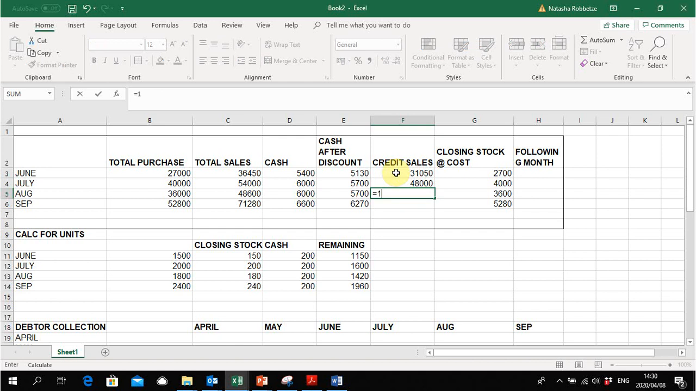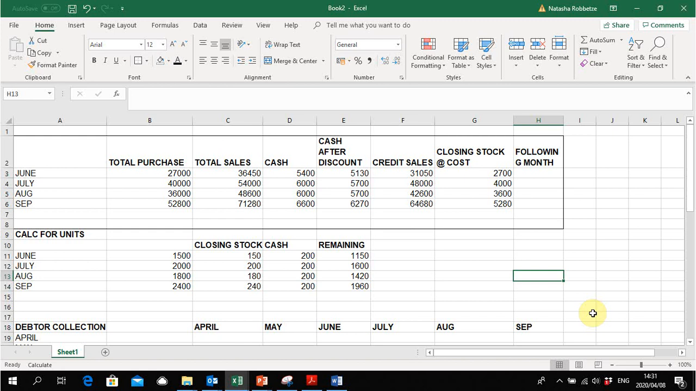Then there were 1,420 units available for credit sale, times the cost price in August, which was also 20 Rand, times 1.5 markup. And then in September, we're going to say it is 1,960 units that are available for credit sale. The cost price is 22 Rand times 1.5 markup. Right, so there we have calculated June, July, August, and September.